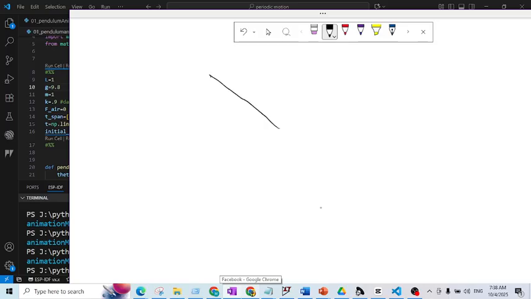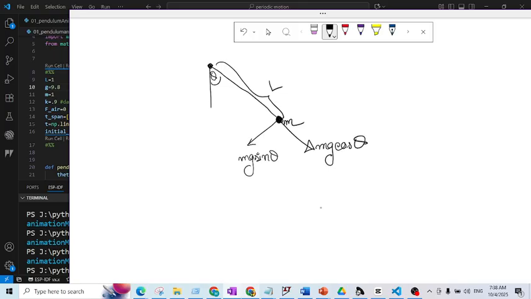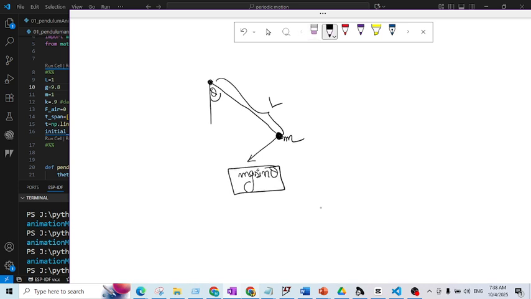Let's say this is a pendulum, and the object's mass is m and the length is L, and this is mg, so we can divide this into components. So this is mg sine theta if this angle is equal to theta, and this is mg cos theta. Okay, so we don't actually need mg cos theta, we will need mg sine theta.